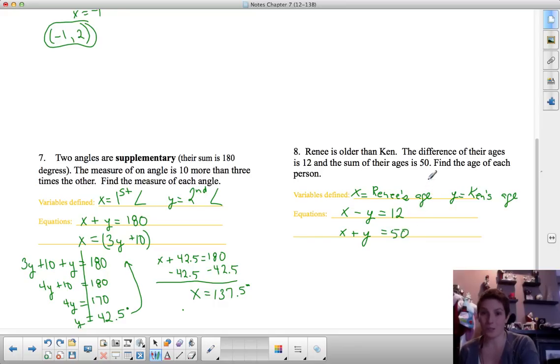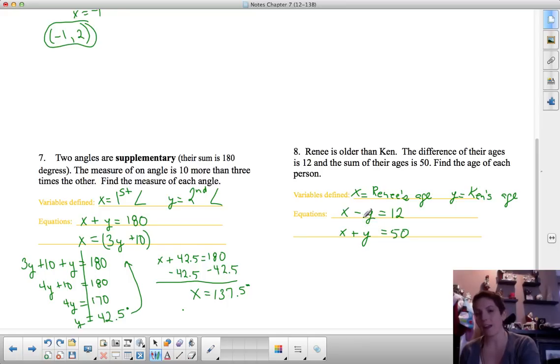So hopefully you did really pause it and you're checking your work and you're seeing that Renee's age is x and Ken's age is y. It doesn't matter which one you called which. The only thing that is going to matter is that you put the older age, which in this case is Renee, first in your subtraction so that you got a positive result when you subtract. Other than that, it doesn't really matter.